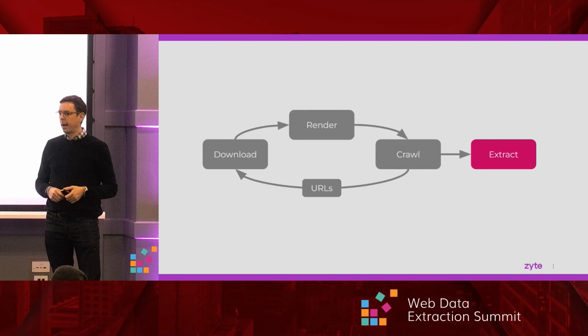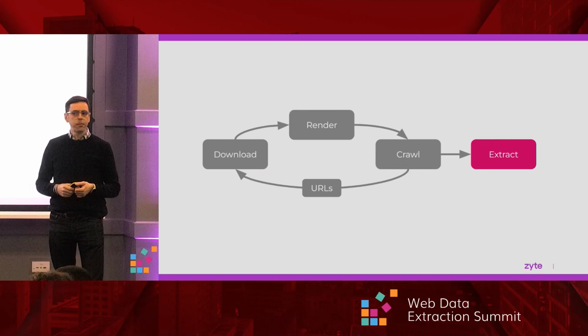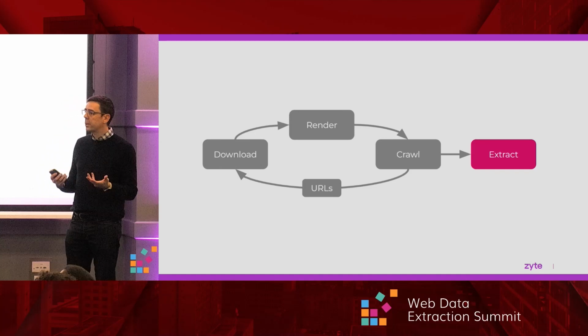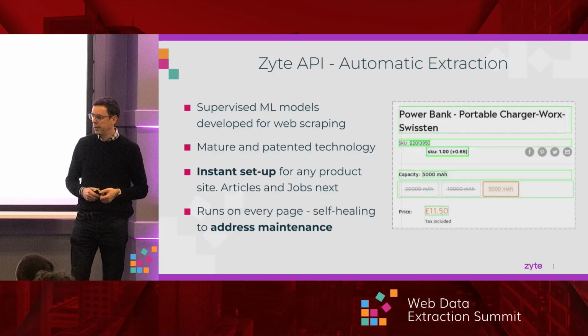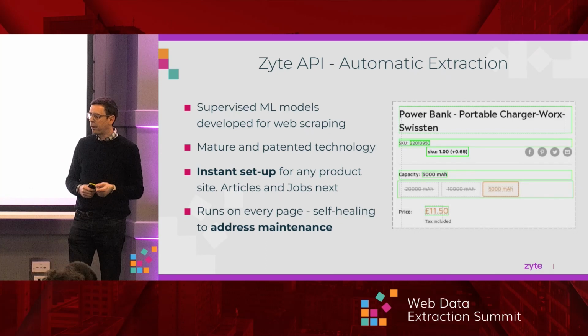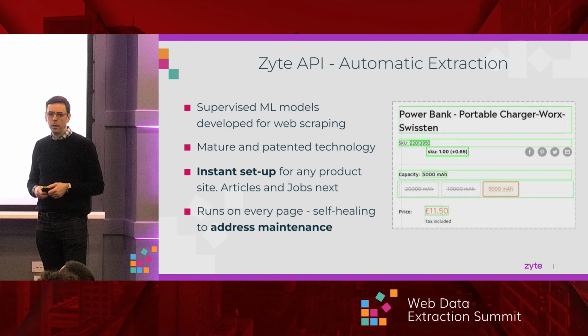But what about extract? This is an area that we've had in continuous development for more than 4 years. Previously, it was a separate product that we called Automatic Extract, and we incorporated that within Zyte API in July of this year. It takes a different approach to large language models. This is a supervised machine learning model that was developed specifically for web scraping.